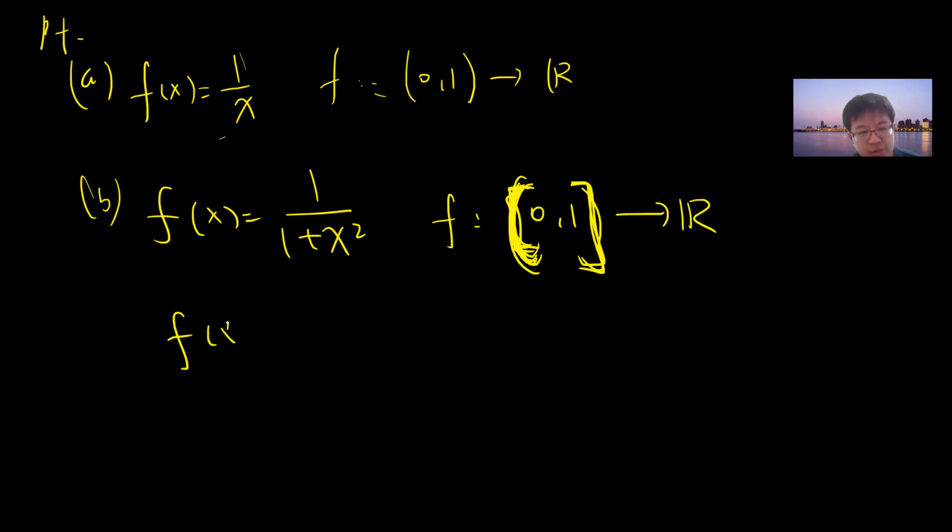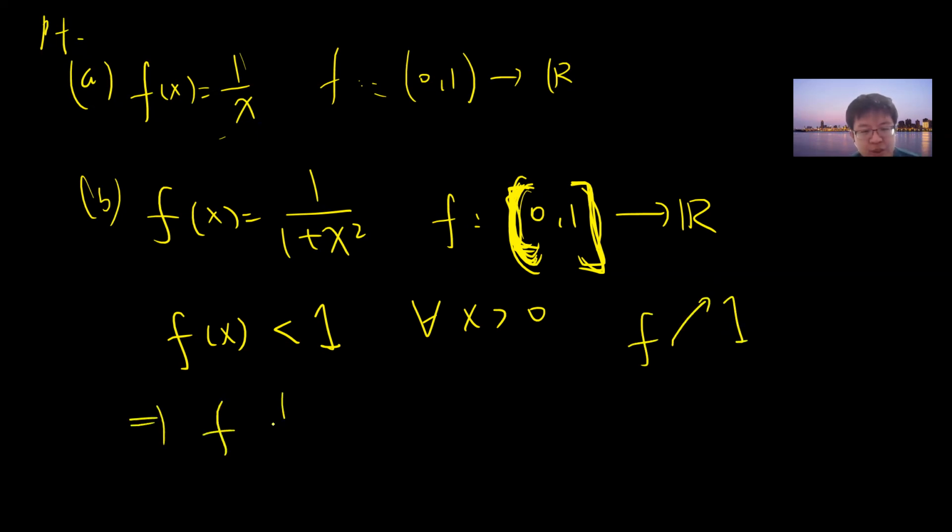Because you can easily prove that f of x is less than 1 for all x greater than 0, while at x equals 0 it is 1. But I do not touch the point 0. So there is no maximum, because I can approach 0 arbitrarily closely. So f of x will approach 1 arbitrarily close, but you can never touch 1. So f does not have a maximum.